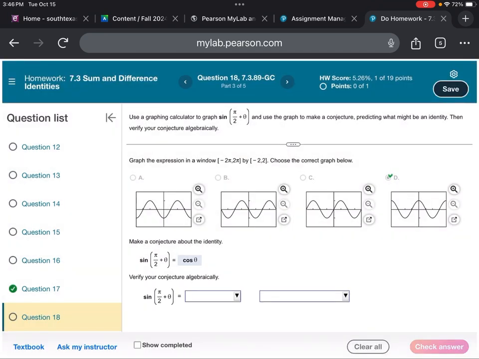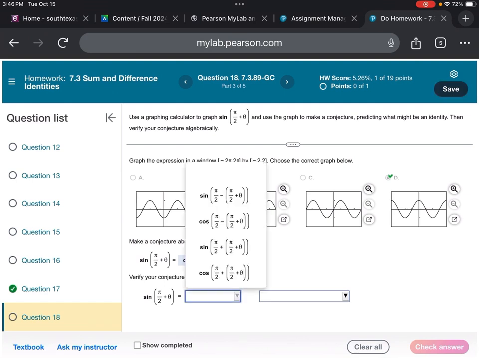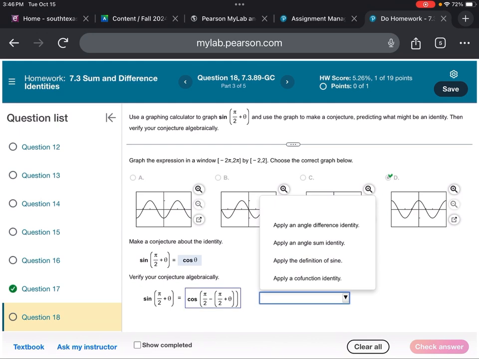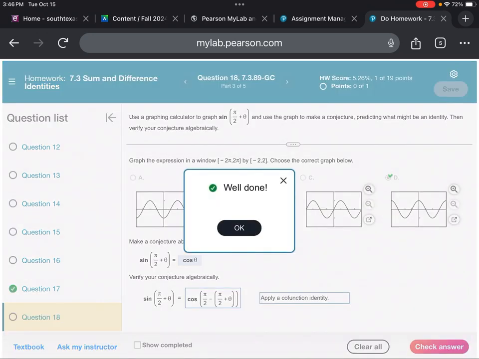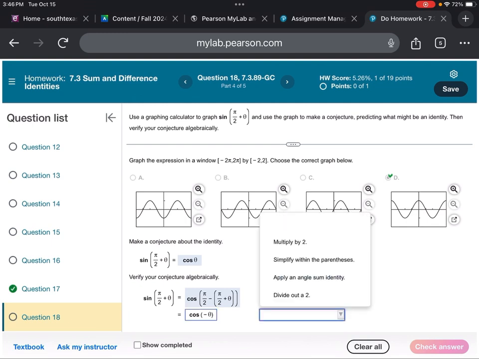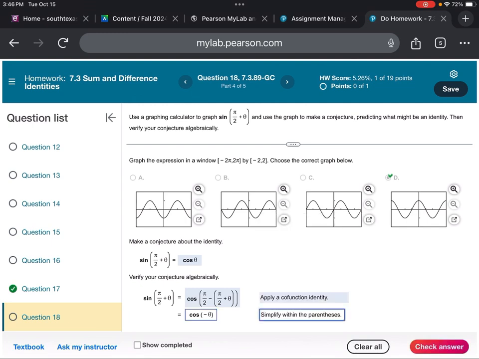Verify this algebraically. Okay, so look, y'all, let's see if we can do a couple of things here. We can probably use a cofunction identity, probably this one right here. And that is a cofunction identity. We're going to check it. Okay, we're doing okay. I'm just using that cofunction identity. Y'all, if we simplify, if we distribute that minus sign inside, we're going to end up with cosine of negative theta. That's just simplifying inside our parentheses. Okay, let me check my answer. Okay, so far so good.